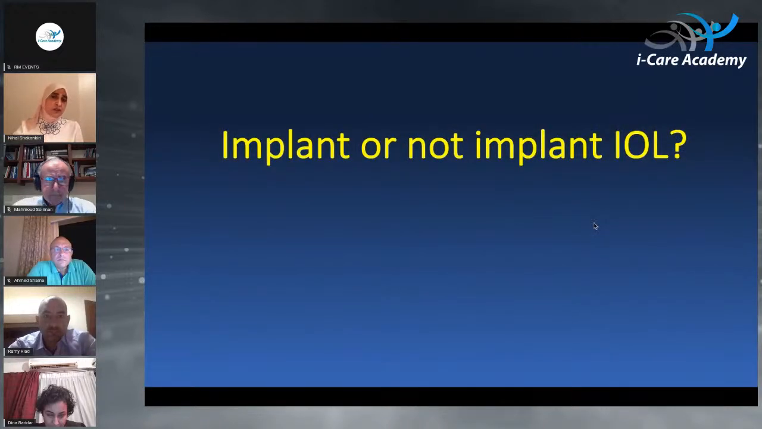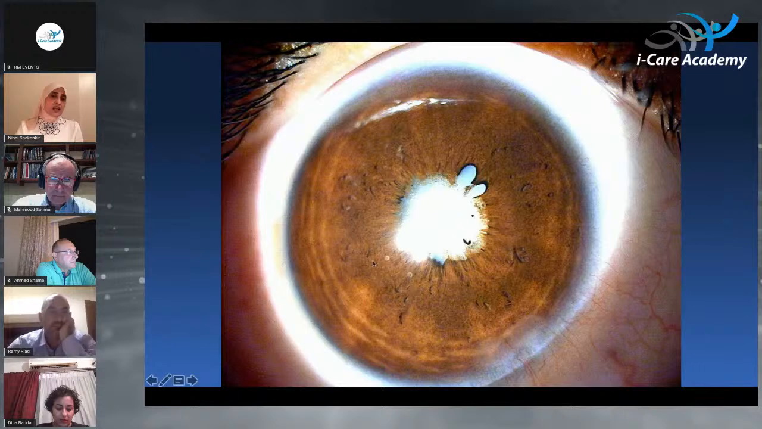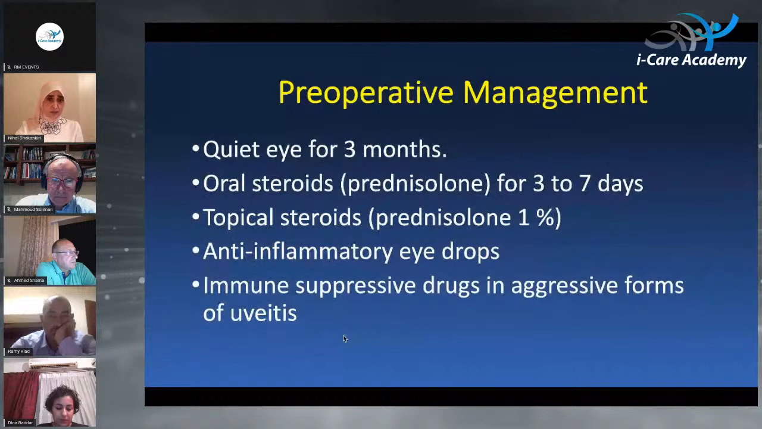To implant or not implant, as we have just discussed: the prognosis of IOLs in AIA is poor in cases where there is significant flare in the anterior chamber, when there is 360 degrees of posterior synechia, and with preoperative hypotony. The younger the age, definitely the poorer the prognosis of IOL in these cases.